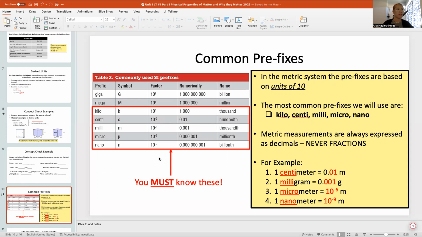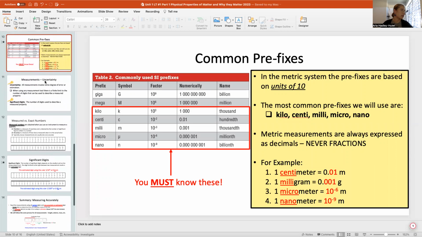So just reminding you about these, the ones that I have highlighted there are the ones that you're going to need to know, that they're not going to supply you with that information on the exam. It's just expected that you know what a micro and a nano is, and that we can apply that to any base unit.